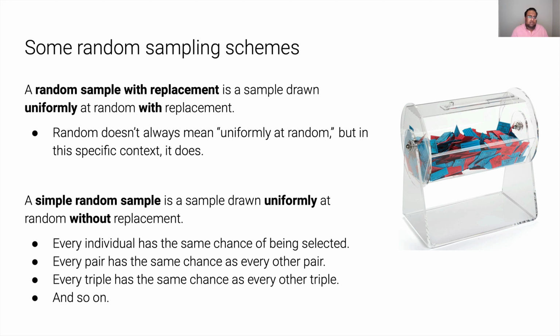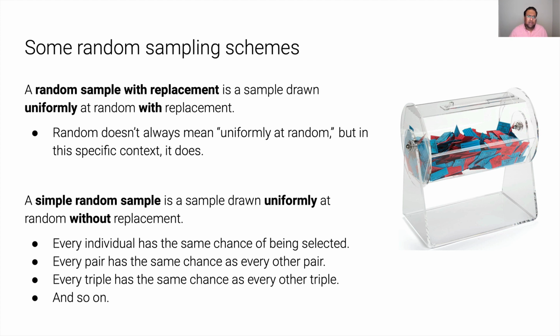A simple random sample, and so simple is a specific type of random sample, is a sample drawn uniformly at random without replacement. And so the mental model you might want to have for that is, again, have a box with tickets labeled 1 through 100 or 1 through however many people you have, shuffle it up, take one ticket out, write down that number, and then don't put the ticket back into the box. So each person can only be included in your sample once if we are sampling without replacement.